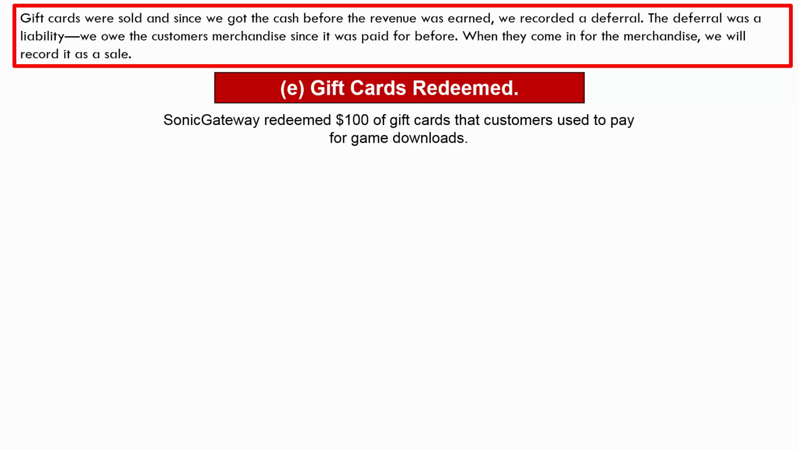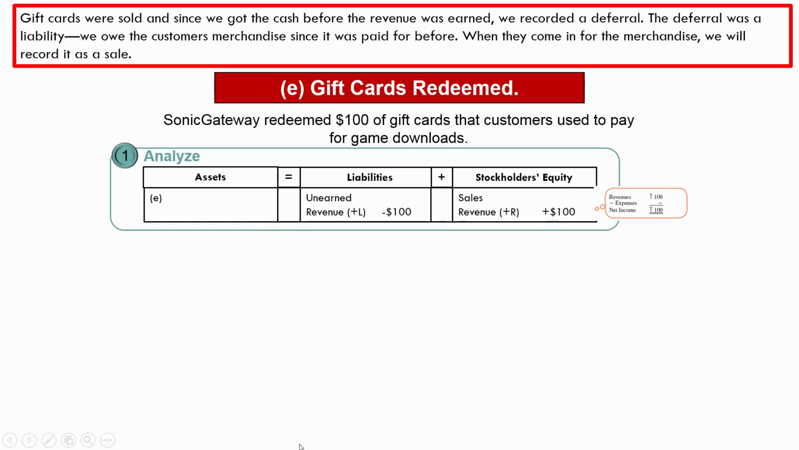And in this case, with SonicGate, what they do is they provide game downloads. So game downloads is their normal business. That's how they get their revenues. So just selling a gift card, they don't get to record the revenue. At that point, we call it unearned revenue. Now, in the future, as the gift cards are used up, then they get to record revenue. So what we are going to do in this case is remove the liability, and then record the revenue.